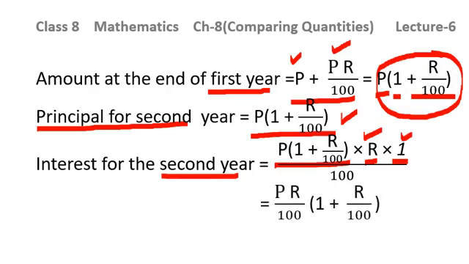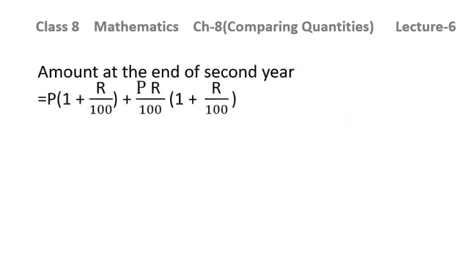So writing this P and this R all together, it will be PR over 100 bracket 1 plus R over 100. Now, for the amount at the end of second year, I need to add the principal to the interest, the interest we have seen on the previous slide.